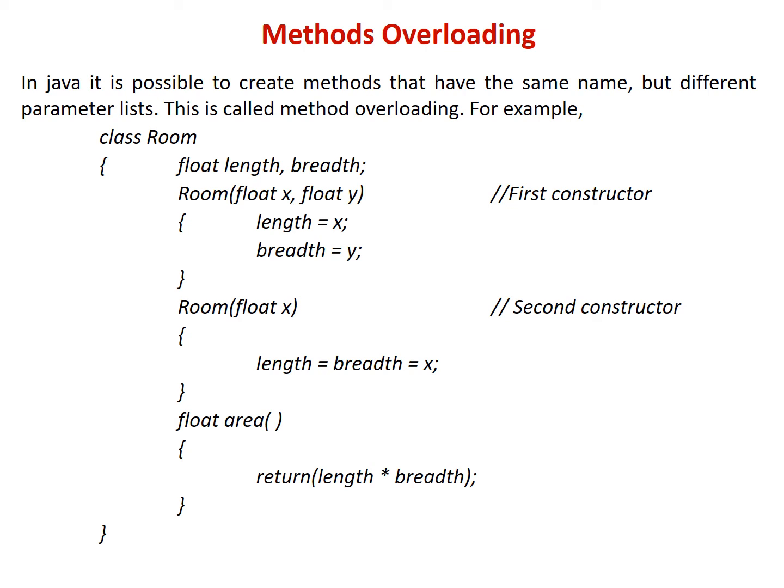Here in the example, one class, that is Room, is defined which contains two constructors. The first one is with two float parameters and the second constructor is with one float parameter. That is, now here these two constructors are overloaded.